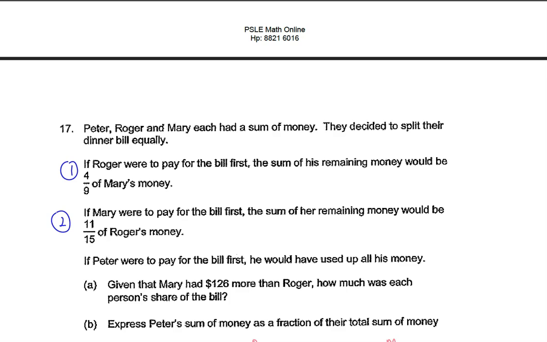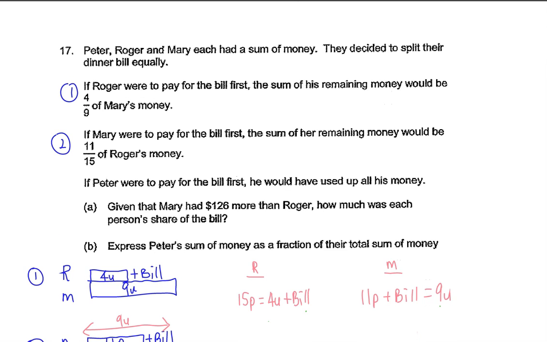Now A, given that Mary had $126 more than Roger, how much was each person's share of the bill? And part B, express Peter's sum of money as a fraction of their total sum of money. Now this question has two scenarios over here. The first scenario and second scenario is marked over here. I'm going to use a model to represent the two scenarios, so it will look something like that.